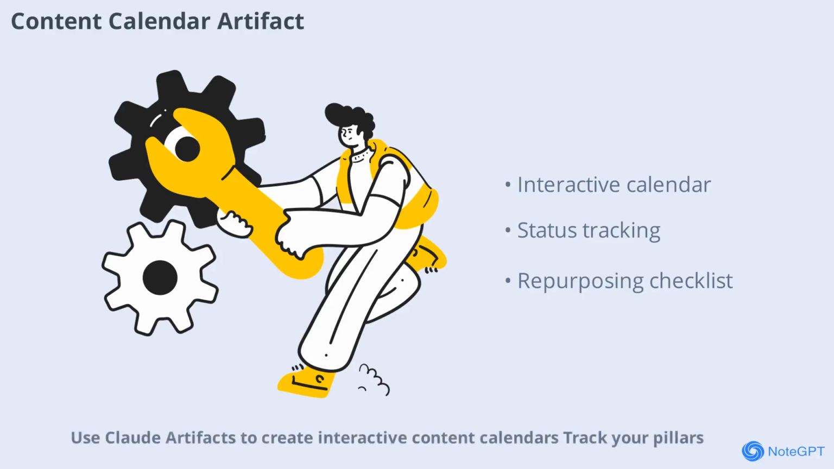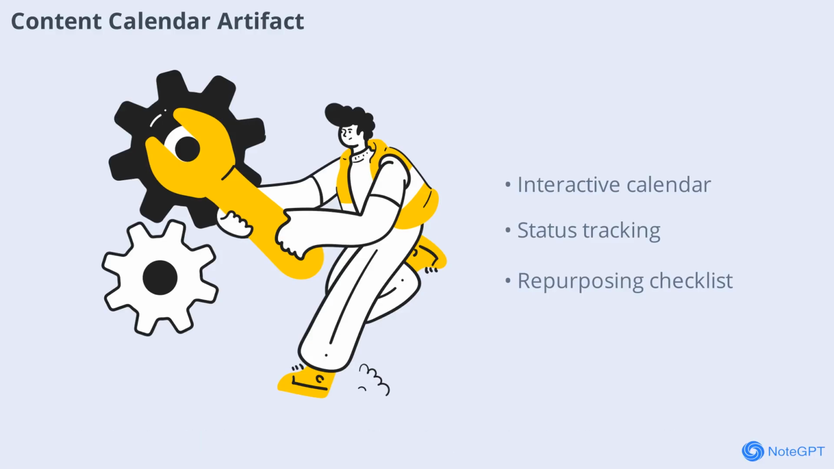Use Claude artifacts to create interactive content calendars. Track your pillars, platforms, status, hooks, CTAs, and repurposing checklist. Filter by platform and add status trackers for each stage from idea to published.